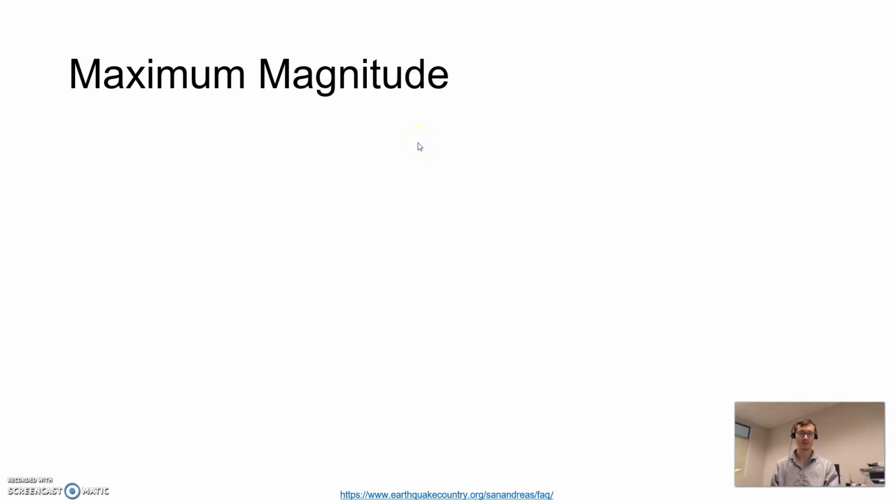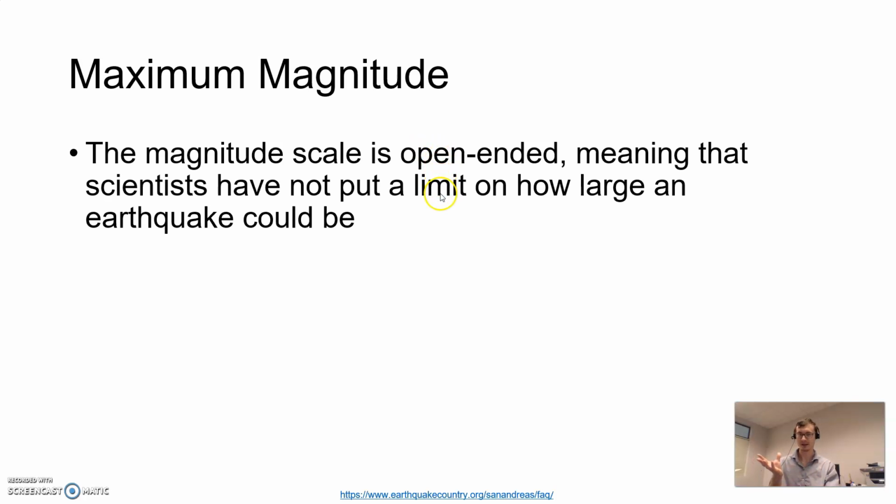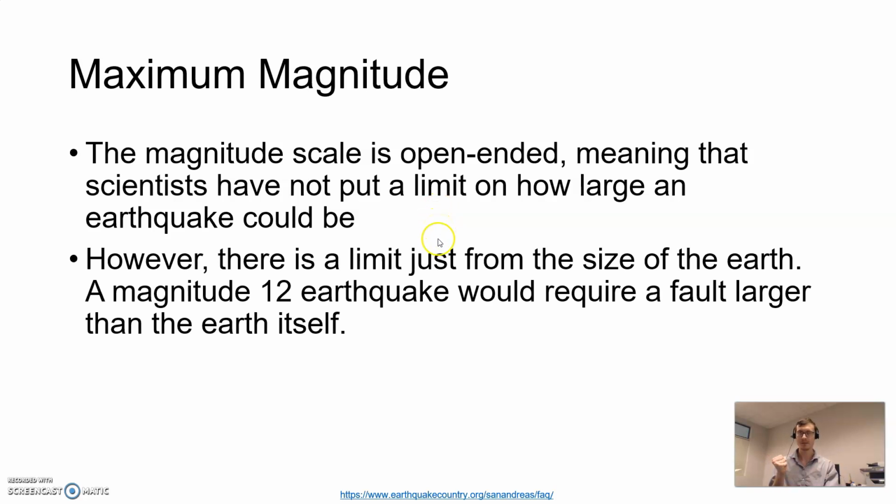So the maximum magnitude of an earthquake, what is the biggest earthquake that could happen? So the scale itself doesn't have anything like this. You could have something that is higher than, say, a 10, but the limit on this one is the size of the Earth. If you had something which is a magnitude 12 earthquake, you would need a fault surface which is bigger than the Earth itself, making this, it would be very creative to do, let's say.